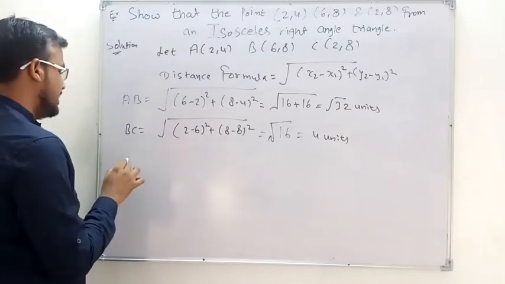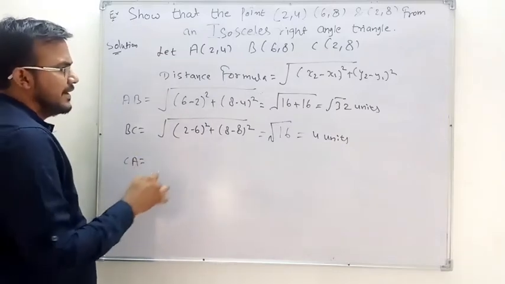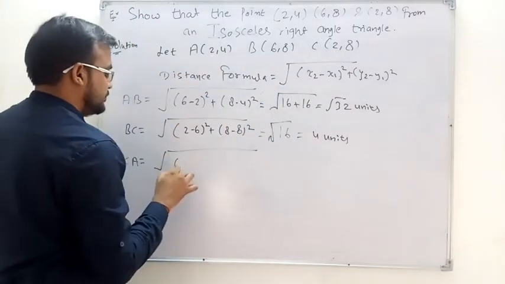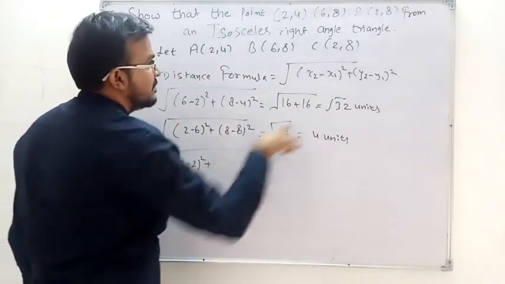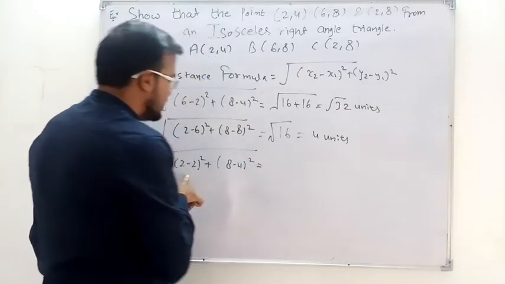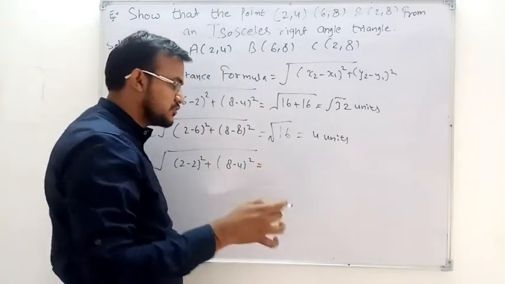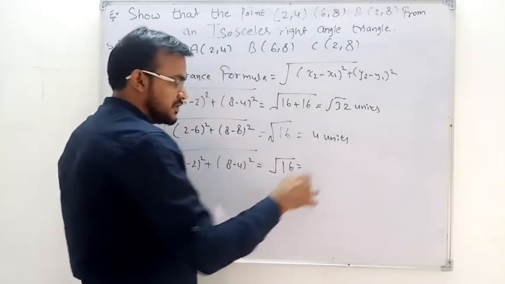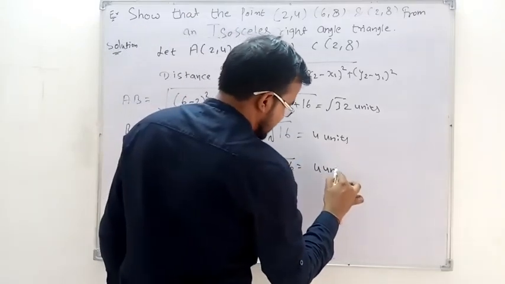Similarly, we find the side CA, or we can also call it AC. (2 minus 2) square plus (8 minus 4) square. 2 minus 2 is 0, 8 minus 4 is 4 and the square of 4 is 16. So root 16 is 4 unit.